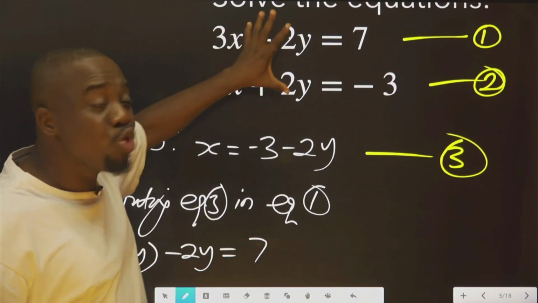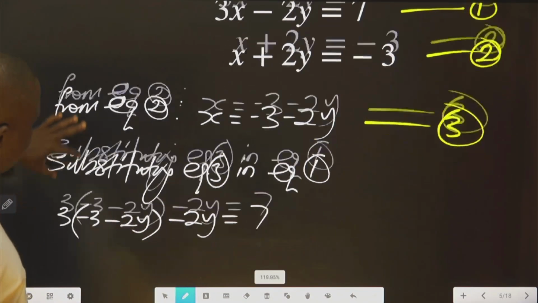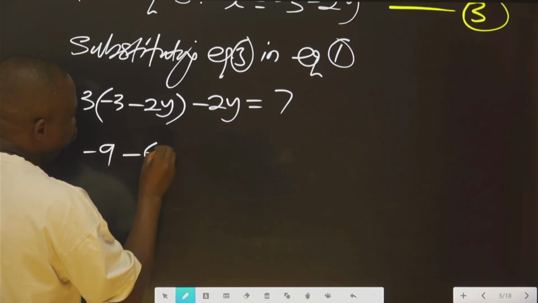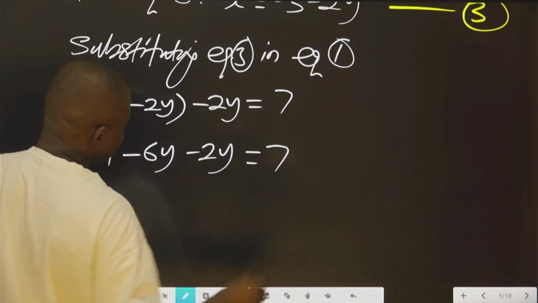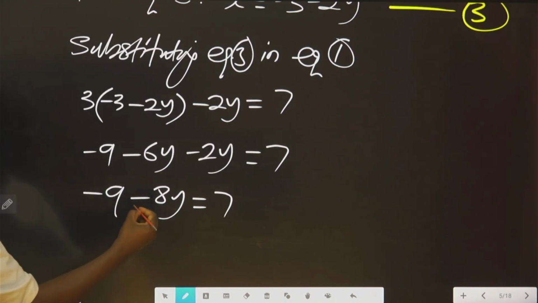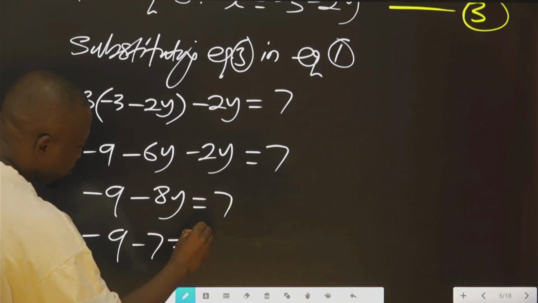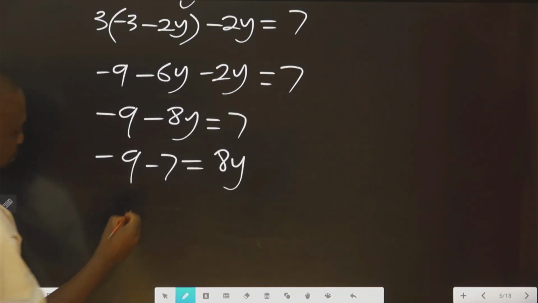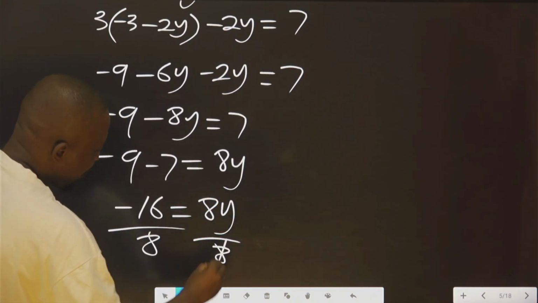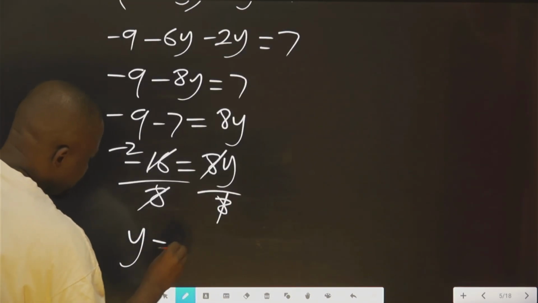Remember, if you decide to use elimination here, very good. But I'm just showing you how to use the substitution method. If you work this out now, this will give us minus 9 minus 6y minus 2y equals 7. That is minus 9, and this and this will give us minus 8y equals 7. This we take to this side, that is minus 9 minus 7 equals 8y. This will give us minus 16 equals 8y. We divide both sides by 8. You agree with me? This will give us minus 2. So y, therefore, equals minus 2.